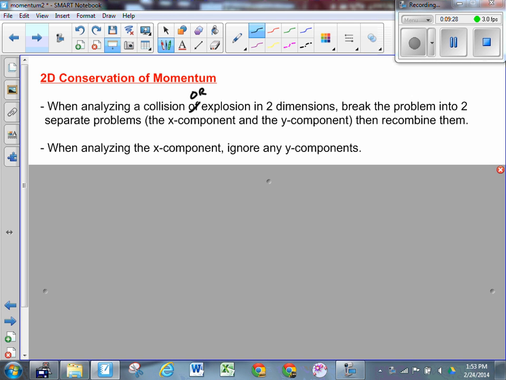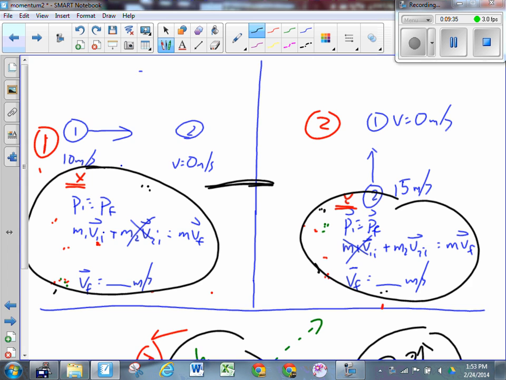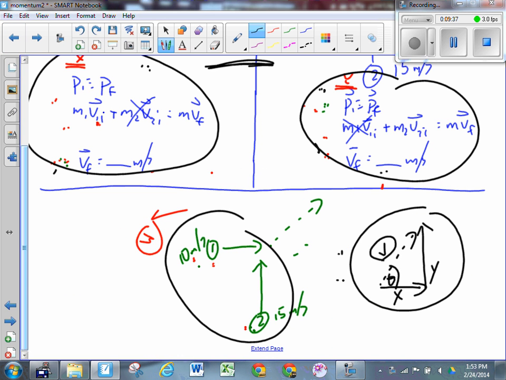When you're analyzing the x component like we just did, you ignore the y component. So let's go back here again. You're analyzing the x component right here. Well, the y component was 15, but we ignored that. We pretended V2i was 0. We ignored it because we were focusing only on x.